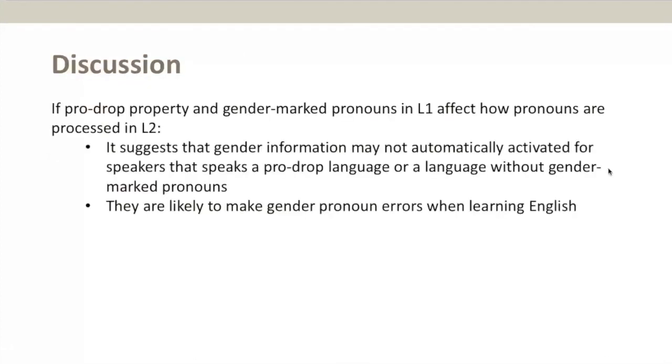So what does this tell us? If either hypothesis 1 or hypothesis 2 is true, then we will observe an L1 transfer in terms of pro-drop or gender marked pronouns. And this will suggest that the gender information might not be automatically activated for Spanish and Chinese speakers. That's why they are more likely to make these gender pronoun errors, because they have a problem with processing the pronoun in the first place.